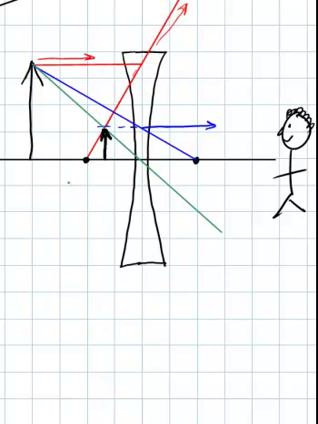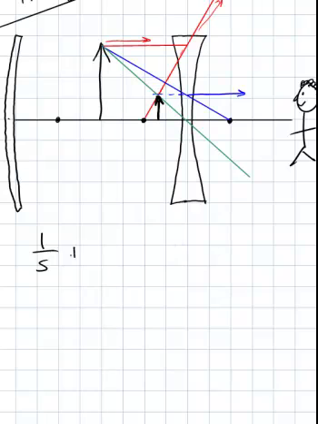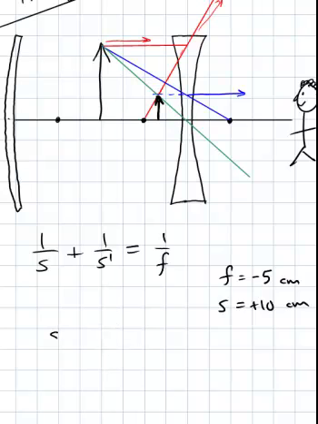So that's where we expect our image to be, and let's plug in the numbers and see how close we came. So our equation, 1 over the object distance plus 1 over the image distance is equal to 1 over the focal length of our lens. And we know that the focal length of our lens, it's a diverging lens, so it's -5. The object distance is positive 10, and we plug those numbers in, and I get an image distance of negative 3.33 centimeters. So that tells me that the image is on the left side of the lens, and it is virtual.